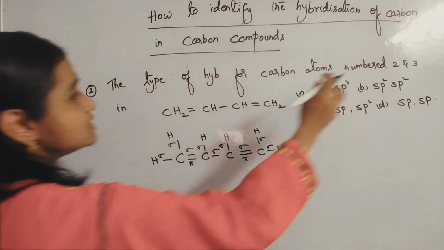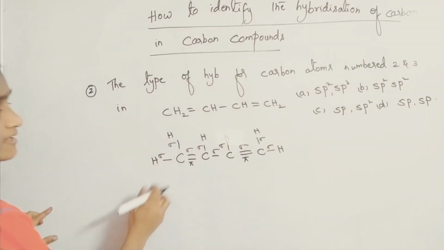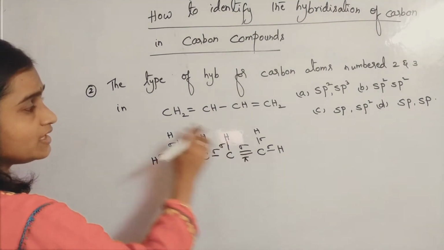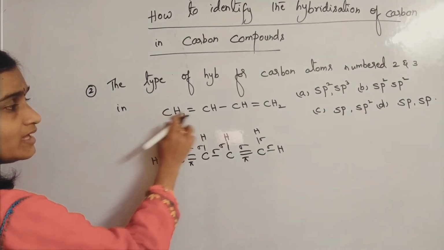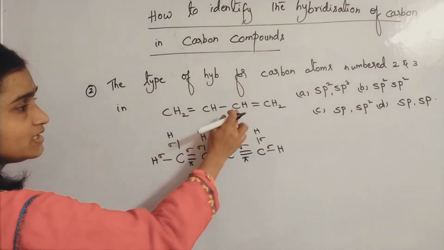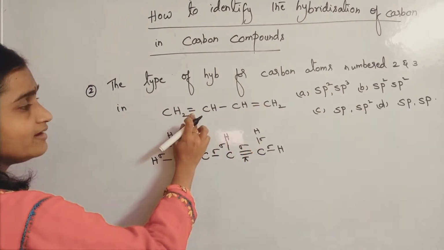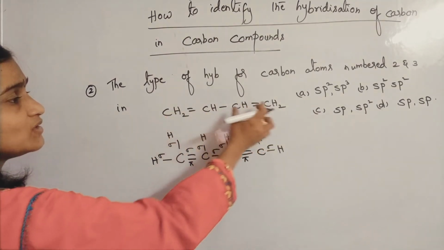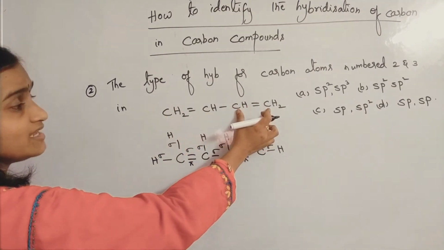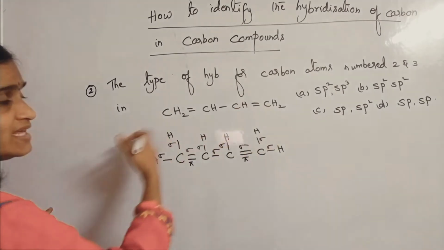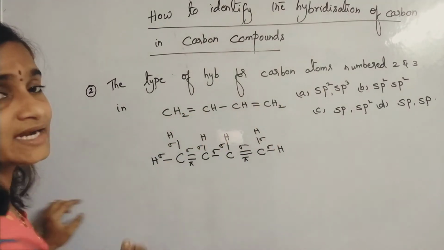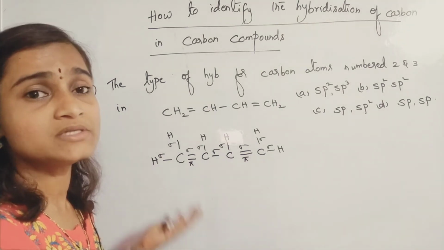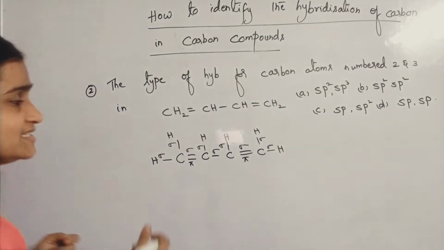Now coming to the second and third carbons he is asking. If you give numbering, you have to check the numbering also. If you give numbering from the front, there are 1, 2, 3, 4 carbons, and the double bond is in between 1 and 2. If you give numbering from the other side also, the double bond is in between 1 and 2 only. So numbering of carbon atoms can be done from either side here, because it is a symmetrical compound, so it doesn't make much difference.